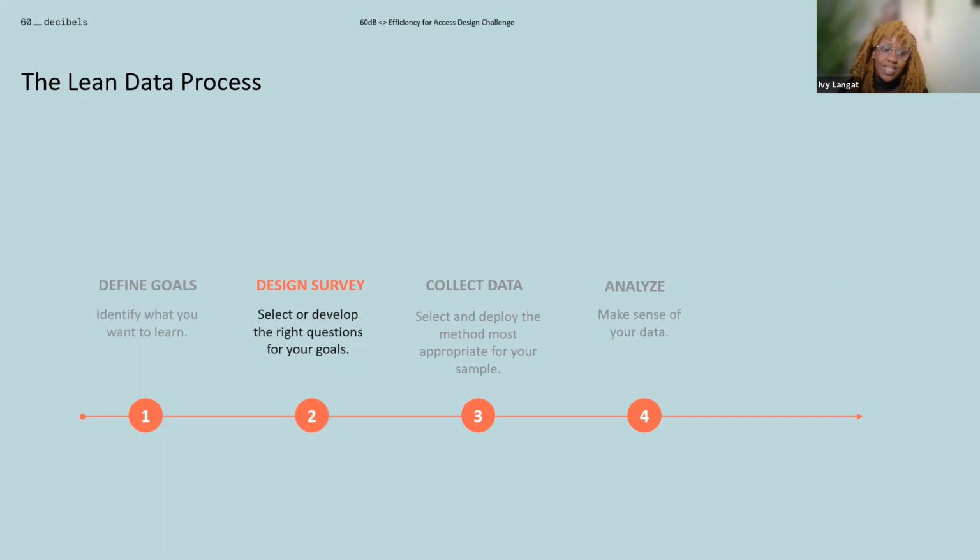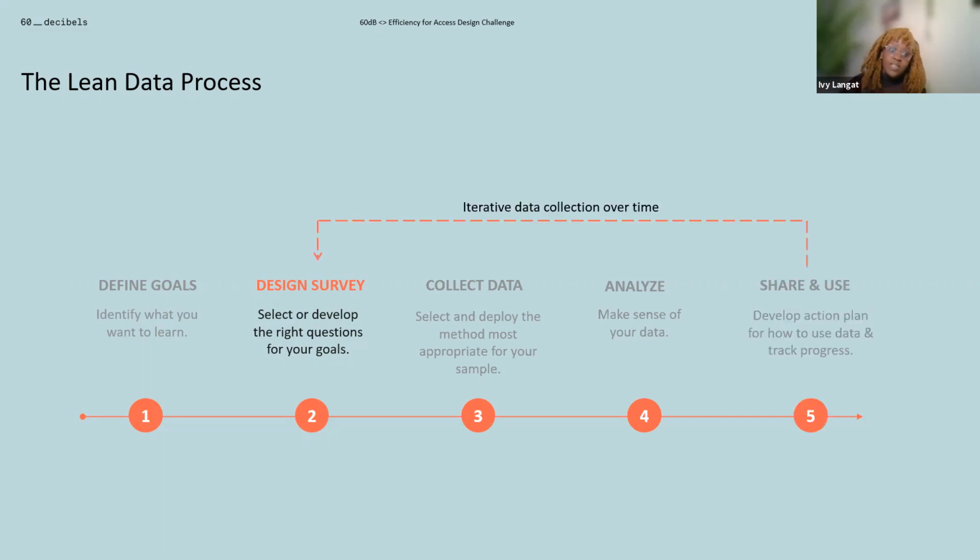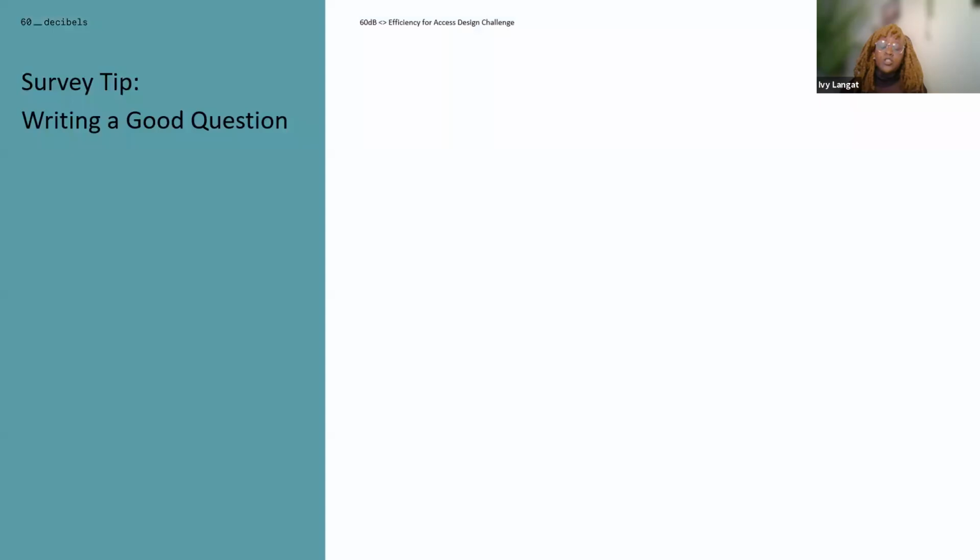So next step, we'll quickly look at the second step, which is survey design. Survey design encompasses two main things. The first one is writing your questions. In a case where the types of metrics that you want to collect data for are not available, then you'll have to write your own questions.